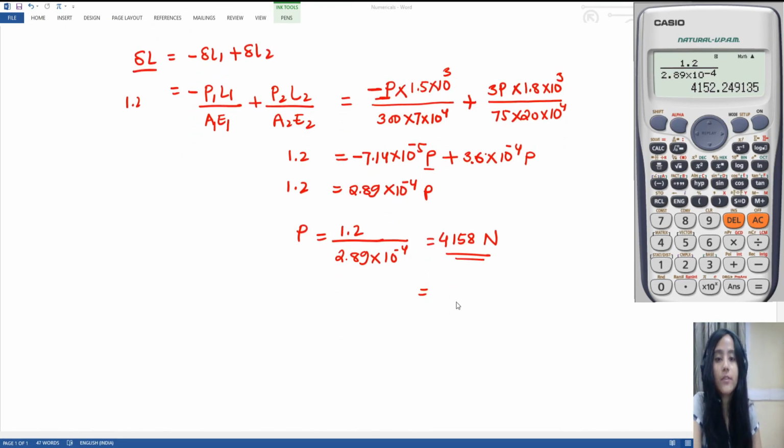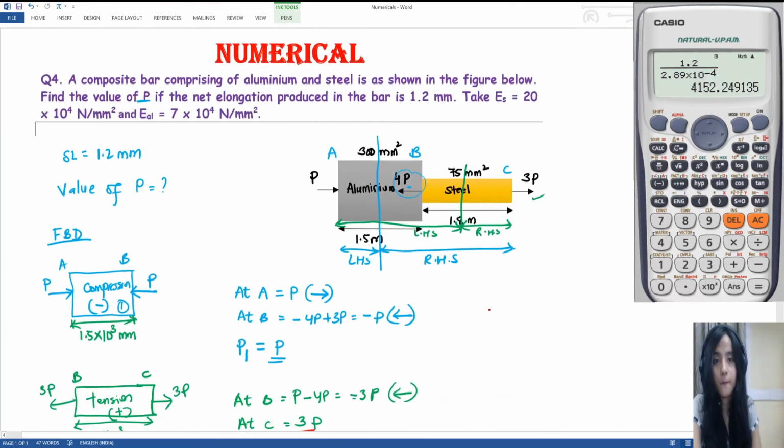So if we convert this 4158 Newton to kilonewton, it will be divided by 1000. So 4158 divided by 1000 will give you 4.158 kilonewton. So this will be the force. I hope this numerical is also clear.